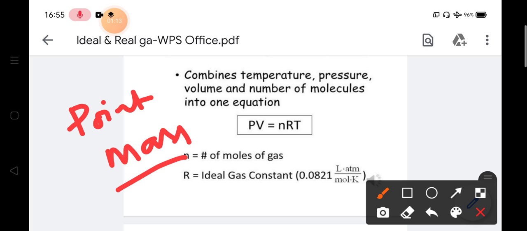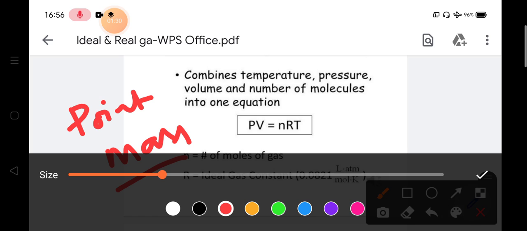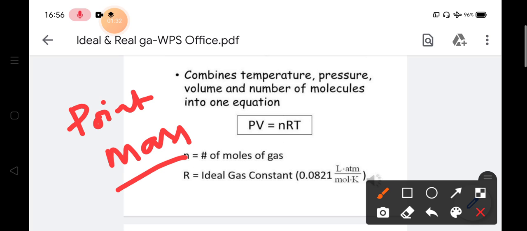So there are two things you have to know. In the case of an ideal gas, the particles are point masses, and there is no attraction force between two particles of a gas. So there is no intermolecular attraction force present in the case of an ideal gas. These two things are highly important. You have to know that.